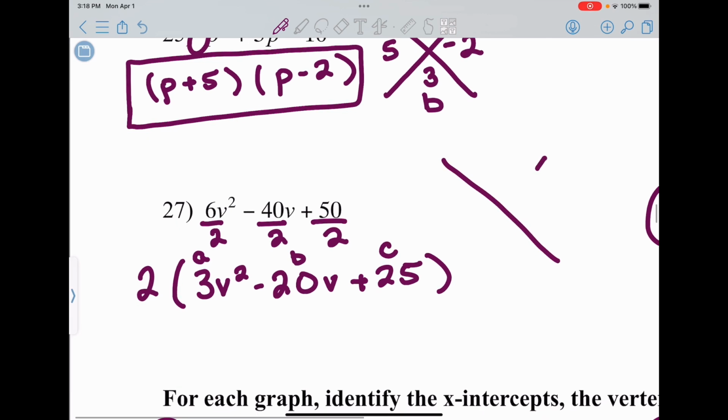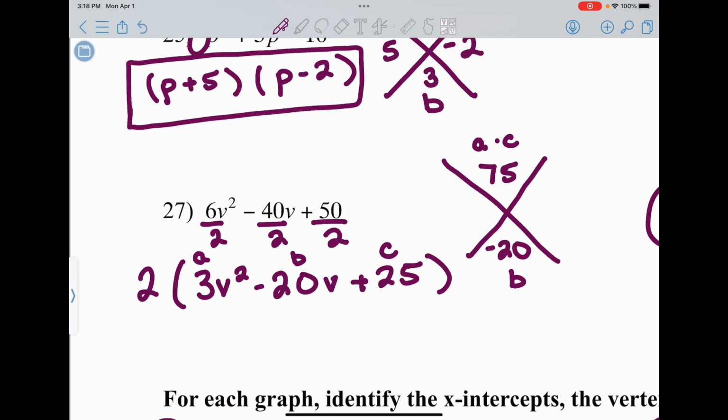And because there is a number in front of v squared, I have to use my modified magic X, which tells me I need to multiply A times C. So 3 times 25 will get me 75. And B still goes on the bottom. So I put negative 20 on the bottom. I need two numbers that multiply to 75, but add to negative 20, which tells me both of my numbers are going to be negative. And so the two numbers I can think of are 15 and 5.